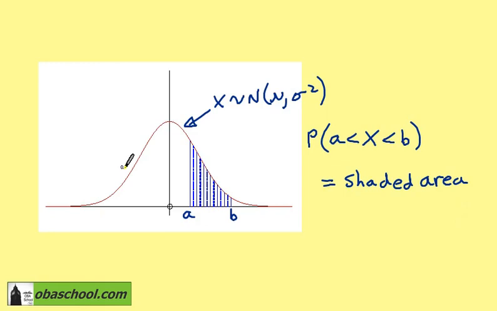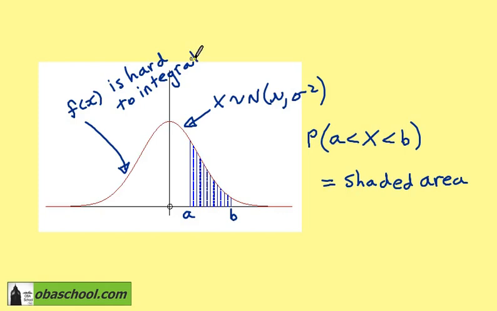The problem that we have here is that to evaluate this area, we need to integrate the curve. If we call the function that produces the curve f of x, the normal curve is very hard to integrate, most certainly beyond A level. To get around this, we use the following idea.